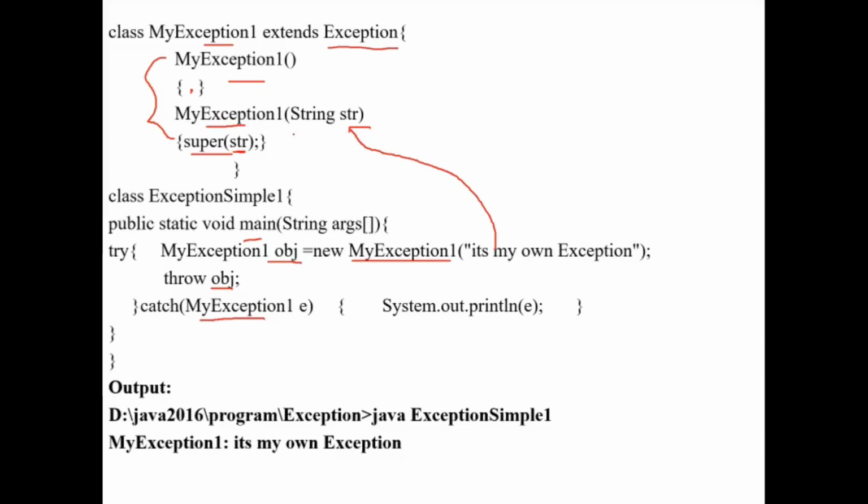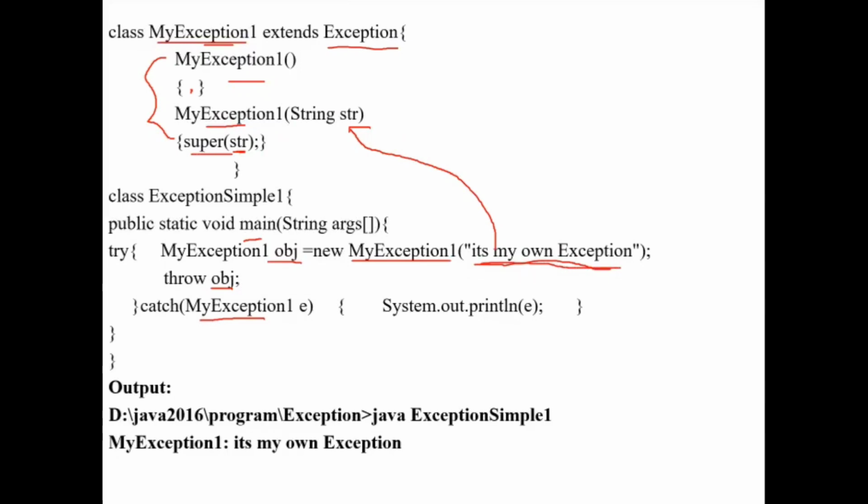And now the toString method is going to return one string. That string is initialized with the class name my exception one, and then here I have passed one string, it's my own exception. So that string is initialized with the class name my exception one, then a colon, and the string I am passing is concatenated with it: my exception one colon, it's my own exception.